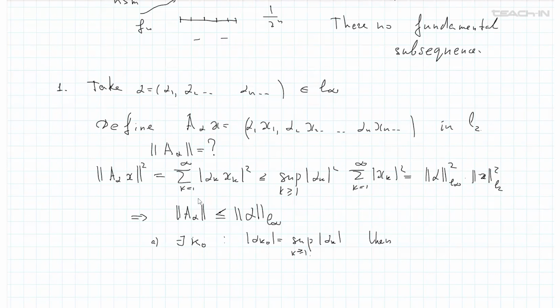Then take x equal to 0, 0, signum alpha k0 on the k0 place, and other coordinates 0. Then the norm of Ax in L2 has just one coordinate, just the absolute value of alpha k0. We suppose that such an index exists, such a coordinate exists.